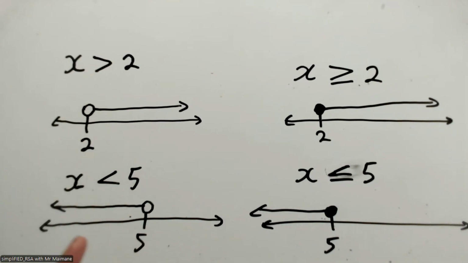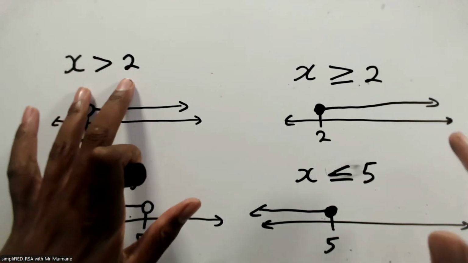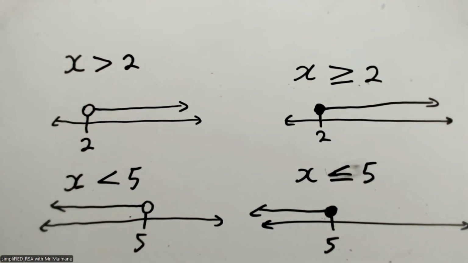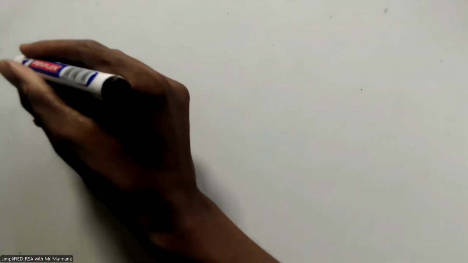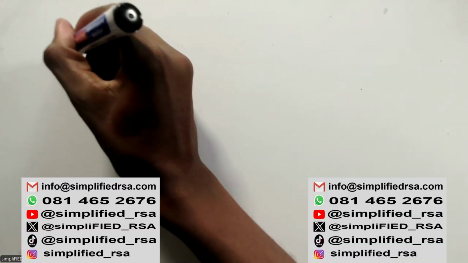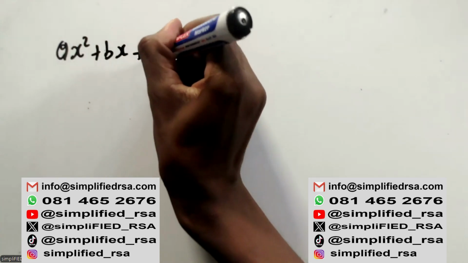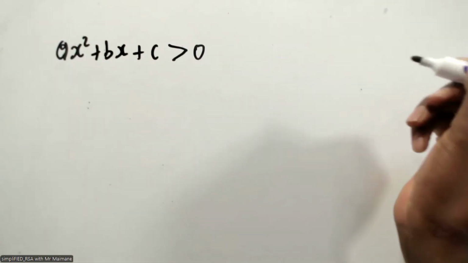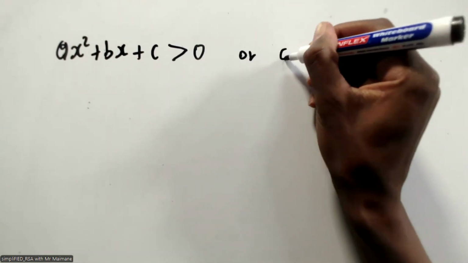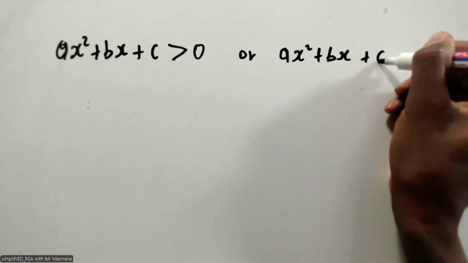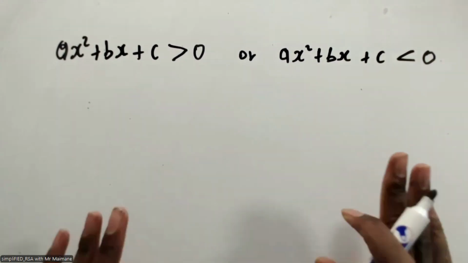So this is the graphical representation of these values, x greater than 2, but then we just show it on a number line like that. Now, when you are solving quadratic equations, you're going to have these two cases. It's either you're going to have ax squared plus bx plus c is greater than 0, or you're going to have ax squared plus bx plus c is less than 0.